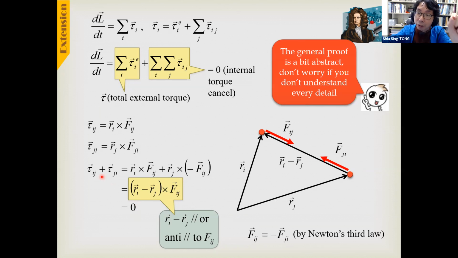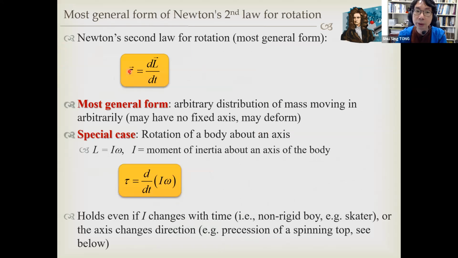Particle i and particle j interact with each other, but when you sum up the two torques they produce on each other, they cancel in pair. So eventually, when you form a double summation over all the particles, all the internal torques will cancel. So the internal interaction doesn't matter. And eventually, you will have a single beautiful equation: the rate of change of the angular momentum of the system is equal to the external torque.